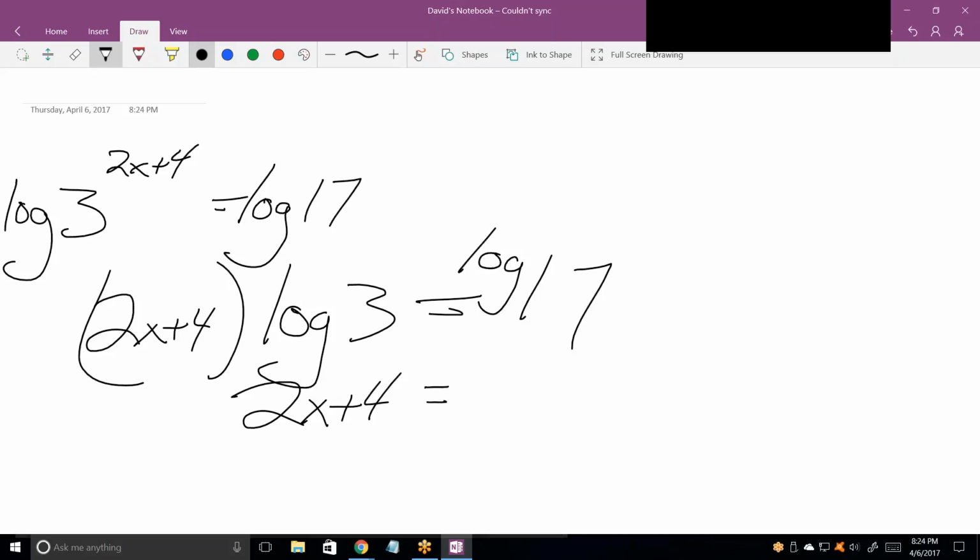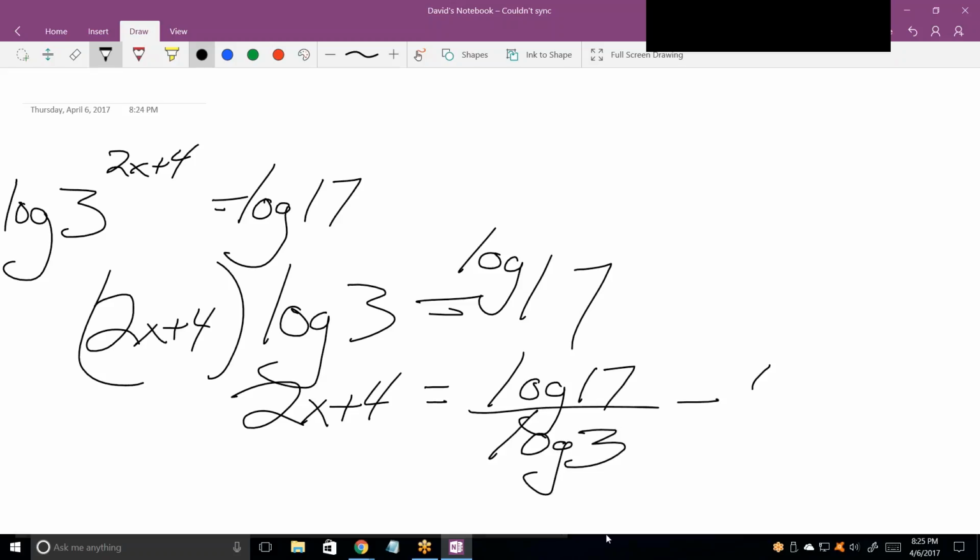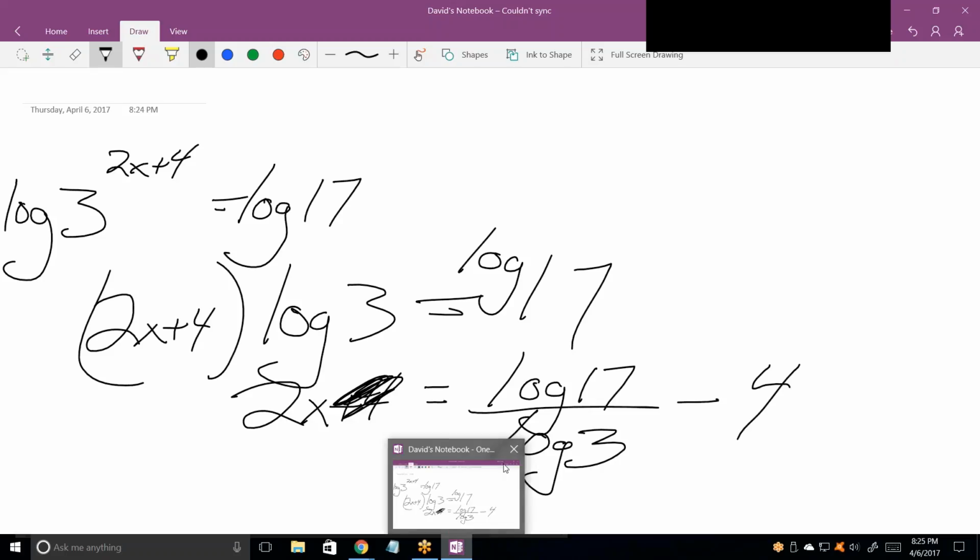X equals. Now let's do it one step. X plus 4. What's 2x log plus 4? 17 divided by log 3. Okay. Now we're going to subtract 4 from both sides. Now we're going to divide everything by 2.